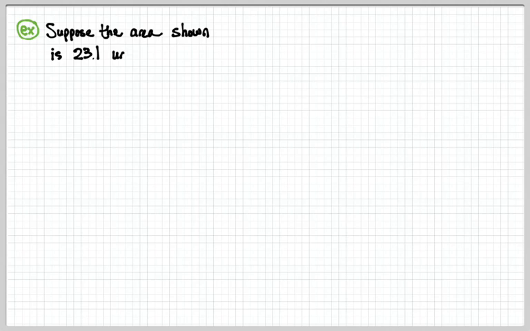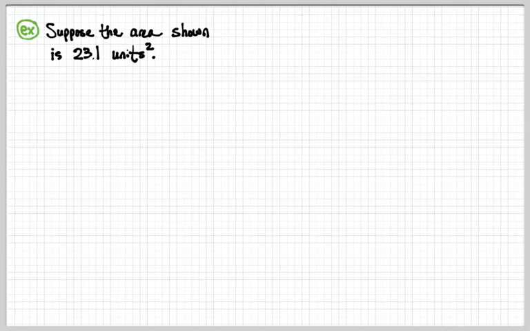I'm going to look at an example for this. So this will go on the bottom of your flip book. And we'll unpack this. So the example is, suppose the area shown is 23.1 units squared.